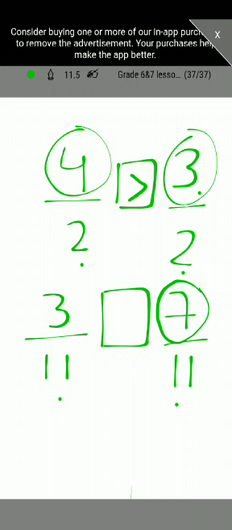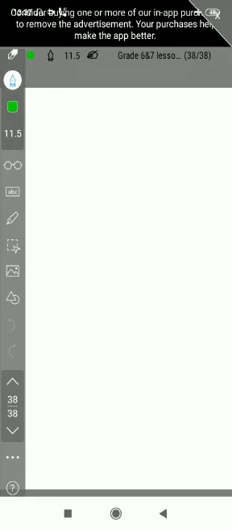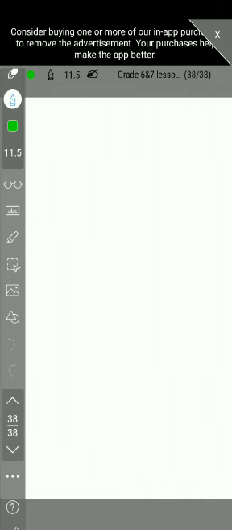This fraction's value will be greater than this one, because the bigger the numerator, the bigger the fraction, right? So 3/11 is smaller than 7 upon 11. Alright, 7 upon 11 is bigger and 3 upon 11 is smaller. Now let's see some more examples in which we compare unlike fractions, fractions which do not have the same denominators.